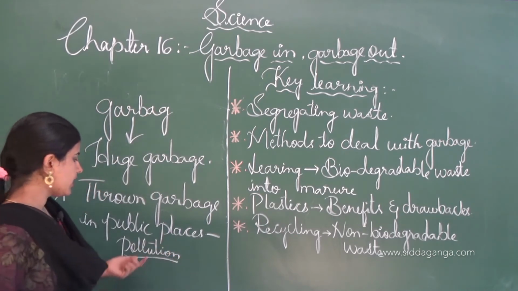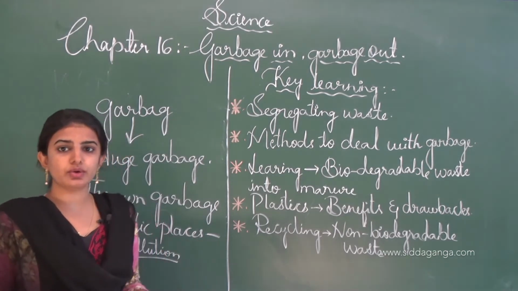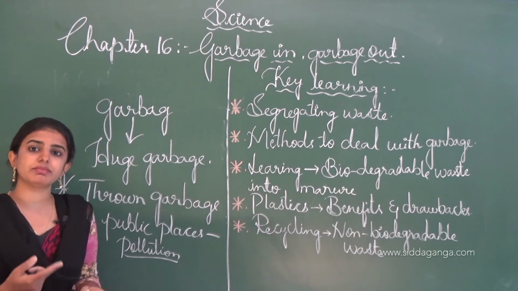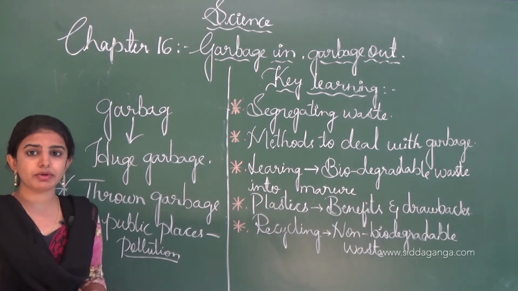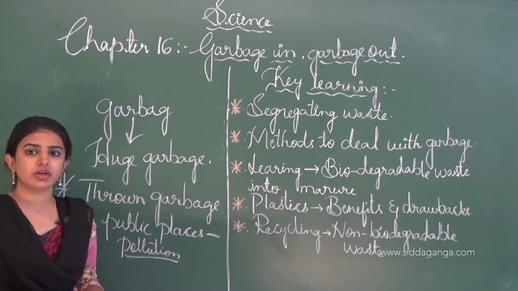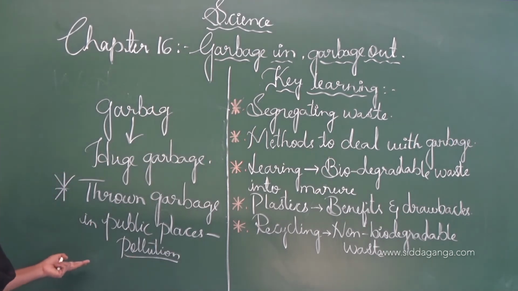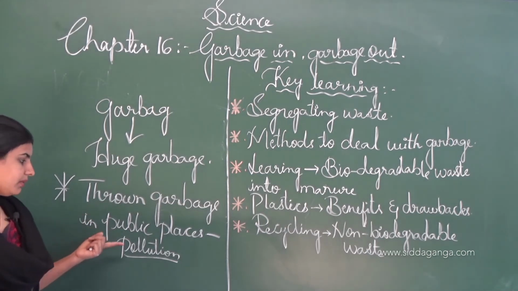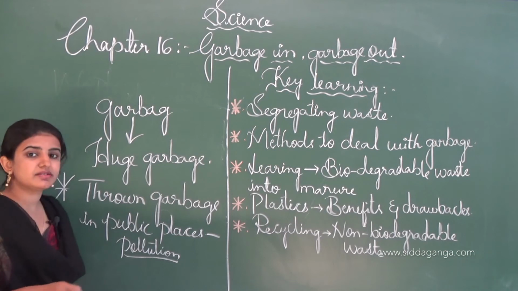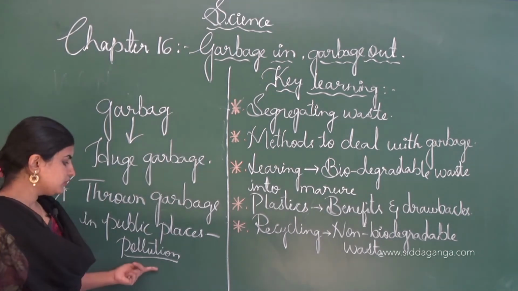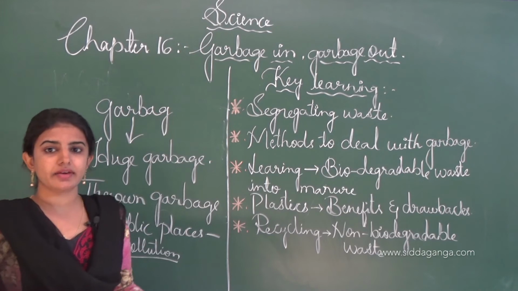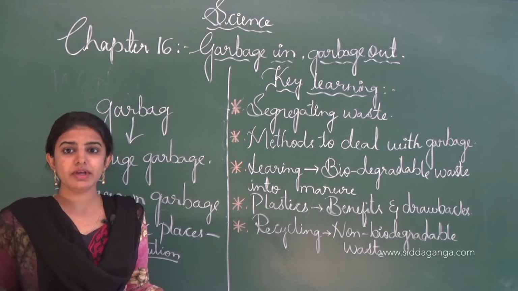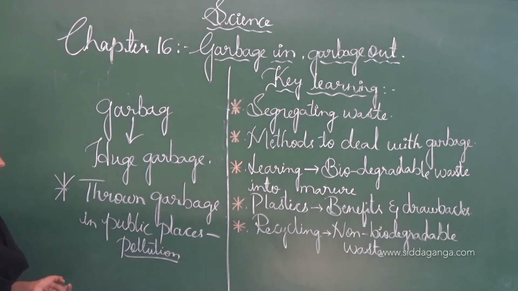See, when we throw the garbage in public places and in the surroundings, it may create pollution. Pollution is of many types. For example, it may create air pollution, water pollution, and soil pollution. This pollution leads to disorder in the environment and imbalance in the water cycle, and the environment will be imbalanced for this reason.